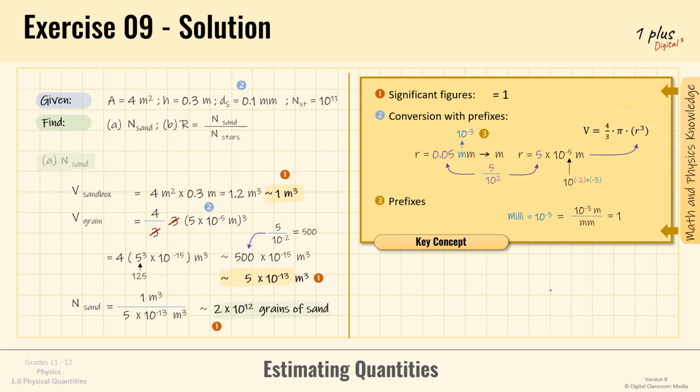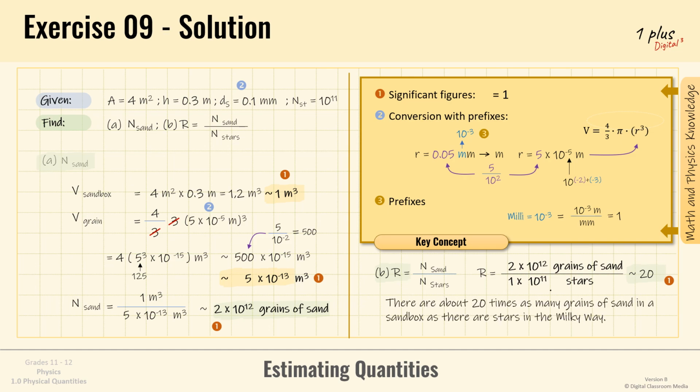Step 5. Now we compare this with the stars. Our galaxy has about 1 times 10 to the power of 11 stars. We form the ratio. Grains of sand divided by stars. This gives approximately 20. Conclusion. In the sandbox, there are about 20 times more grains of sand than stars in our Milky Way. This shows, even here on Earth, there are incredibly large numbers.